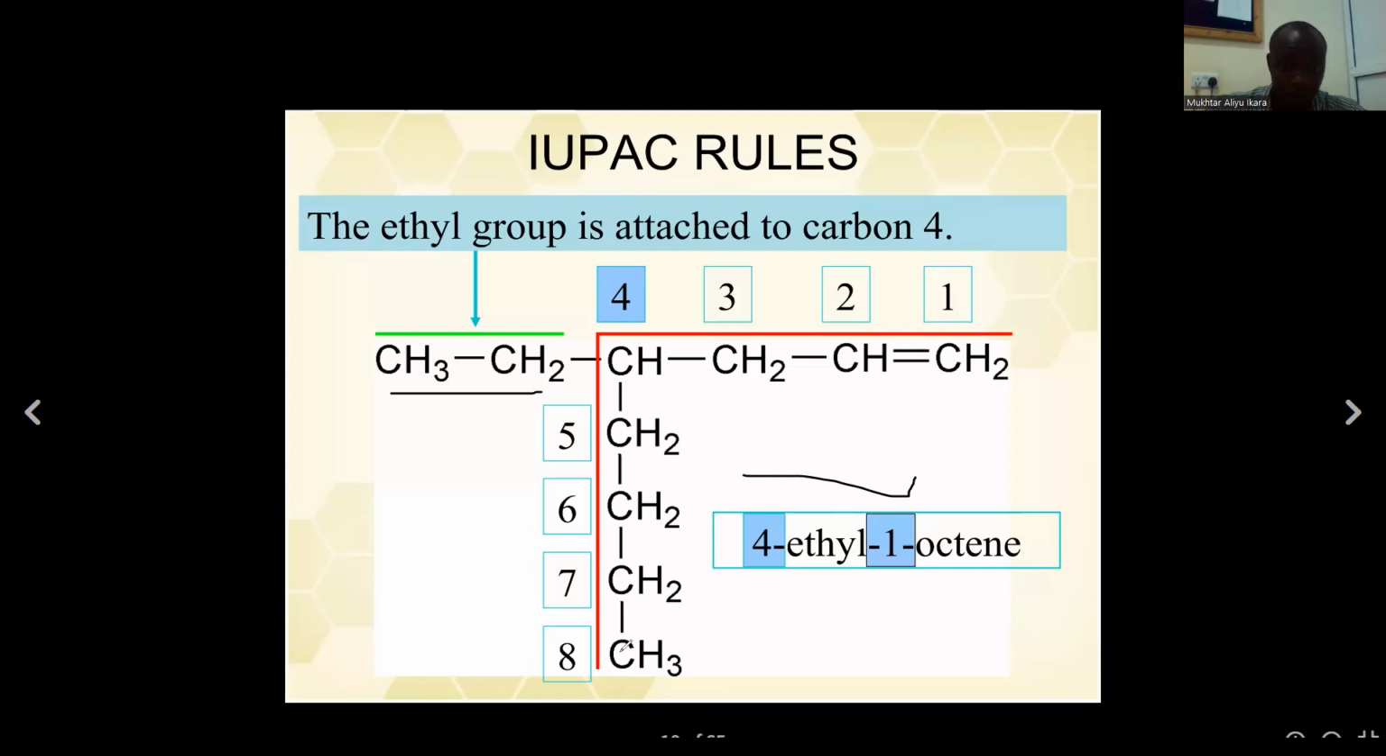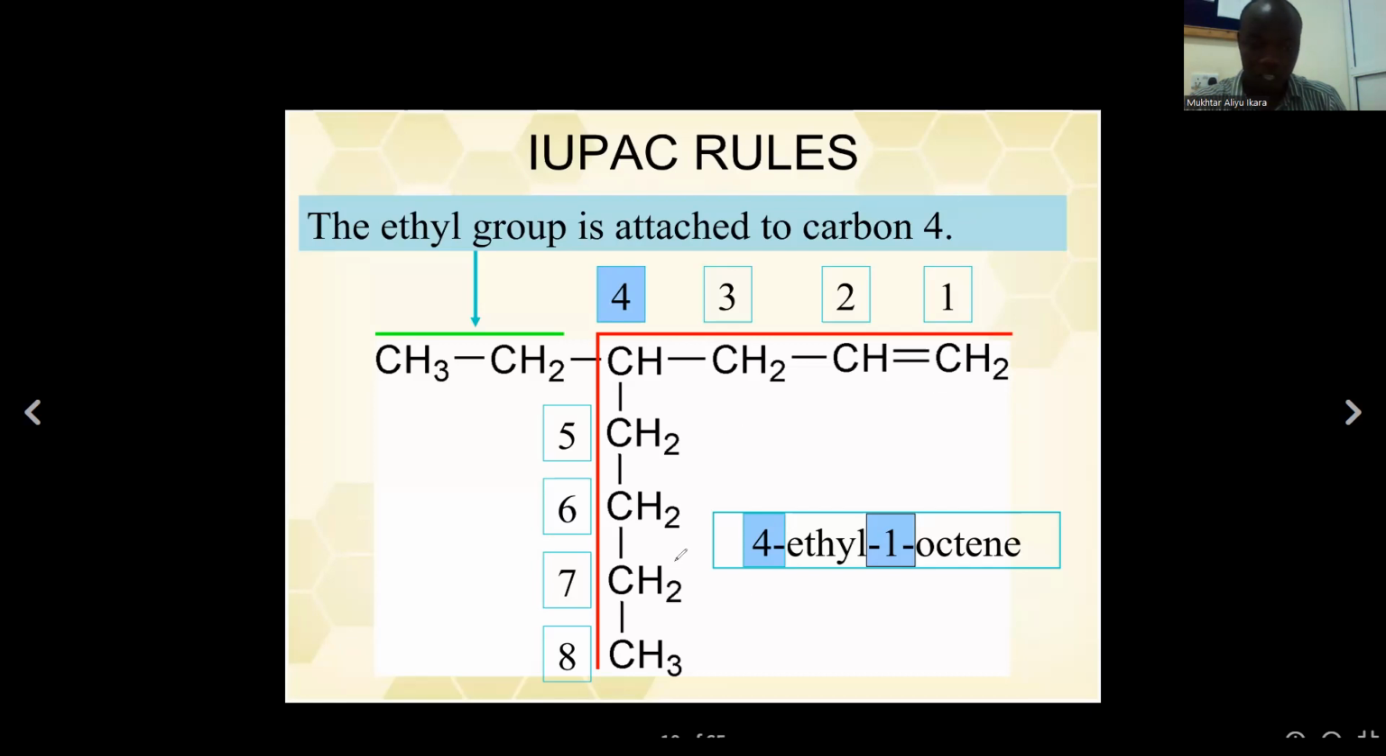Remember, you cannot start from here: 1, 2, 3, 4, 5. You cannot start numbering from here. Because if you start numbering from here, it will give you 5-ethyl-7-octene. You see that the numbers are high. Let me just write it. Why is it that they are high?